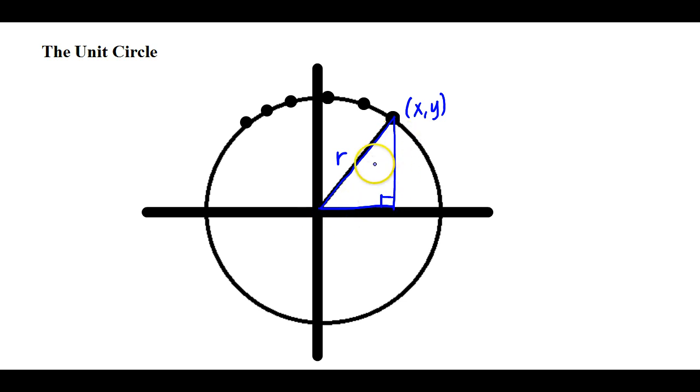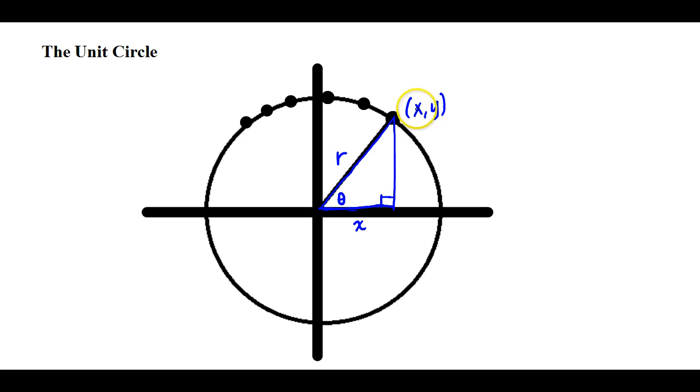So here I have a right triangle, and then over here in the corner I have an angle. I'm going to call it theta. That now corresponds to this particular radius and this point (x, y). So now sort of the key is that this length right here along the bottom is of length x.